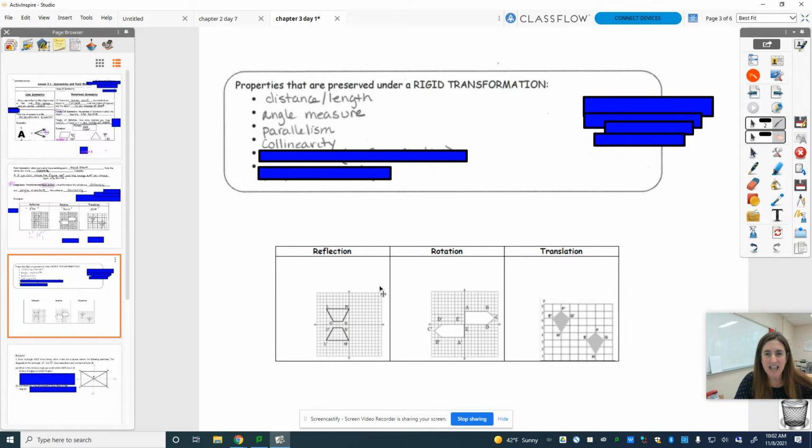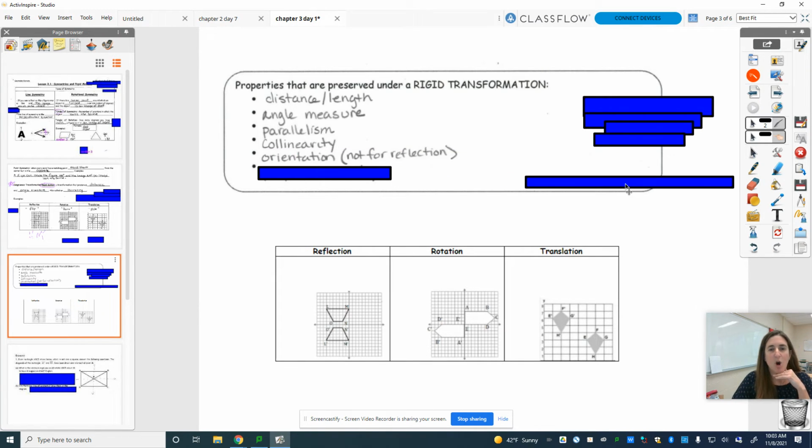Collinearity, what the heck is that? If things are collinear, they stay in a straight line. So like points L and M, that didn't change and it didn't become L and N or L and O. They're still L prime and M prime. Those points stayed on the same line. They didn't jump their position around.